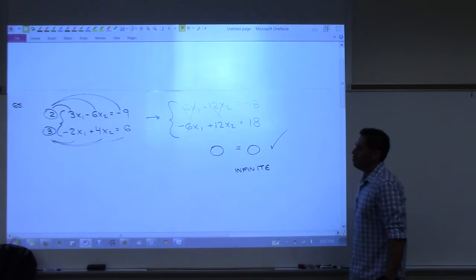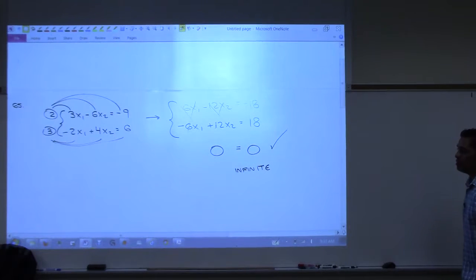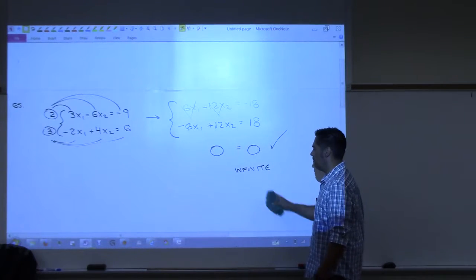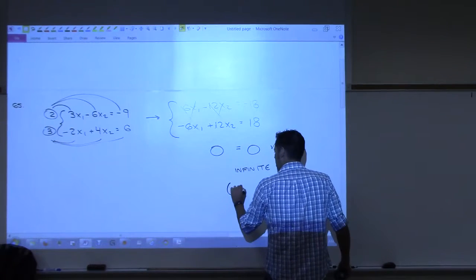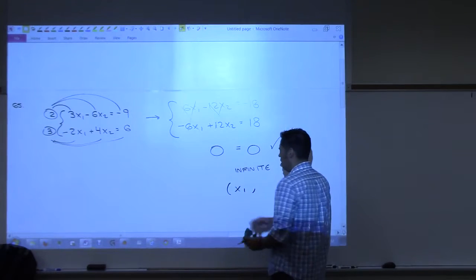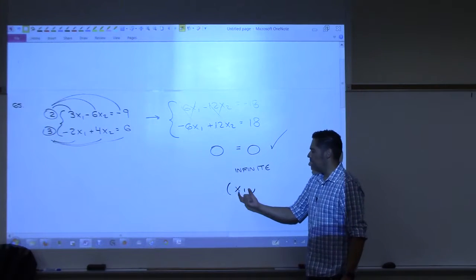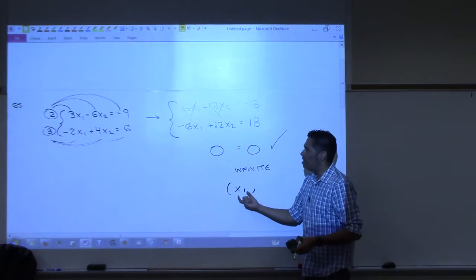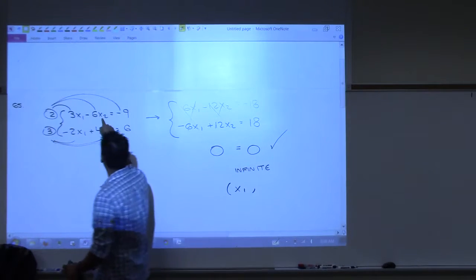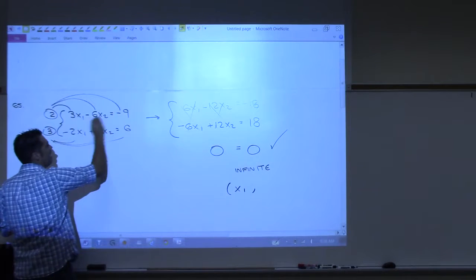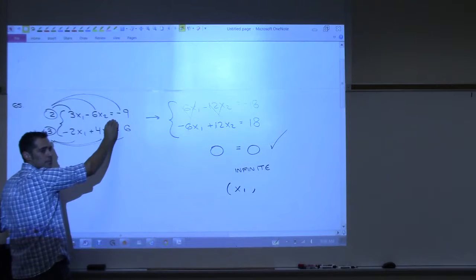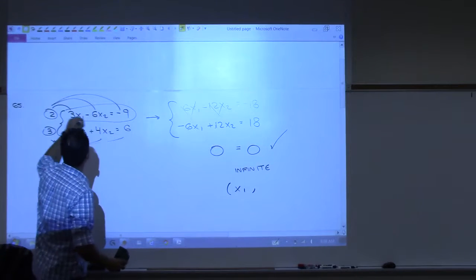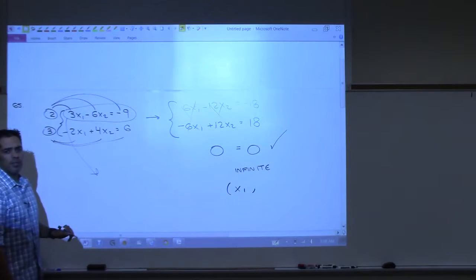Now, the way that the book is probably going to want you to put this answer is like this. It's an infinite number of answers, okay? Your x1, so the x value can be any number you want. So pick your x1 however you want. And now you just need to make sure that your x2 that you pick will satisfy this equation, right? It has to satisfy this equation. So what they do is they take this equation and they solve it for x sub 2.